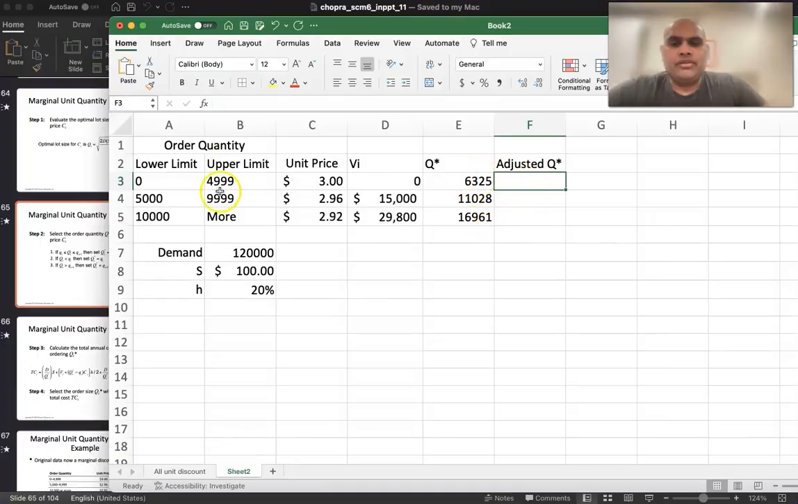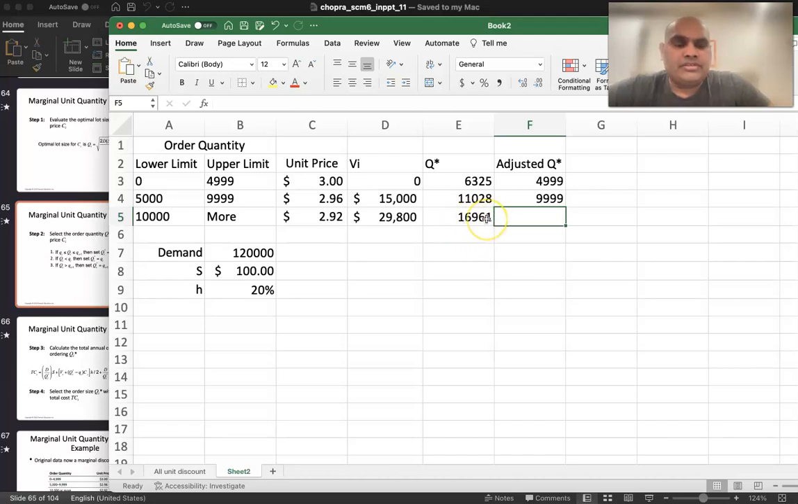So 6,325 is more than the upper limit in the range, so we're going to adjust that. Technically it adjusts to 4,999. I was going to make it 5,000 to make my numbers easier, but actually, just keep it at 4,999. Next, 11,028 again is more than 9,999, so it's more than the upper limit in the range. So I'm going to make that 9,999.